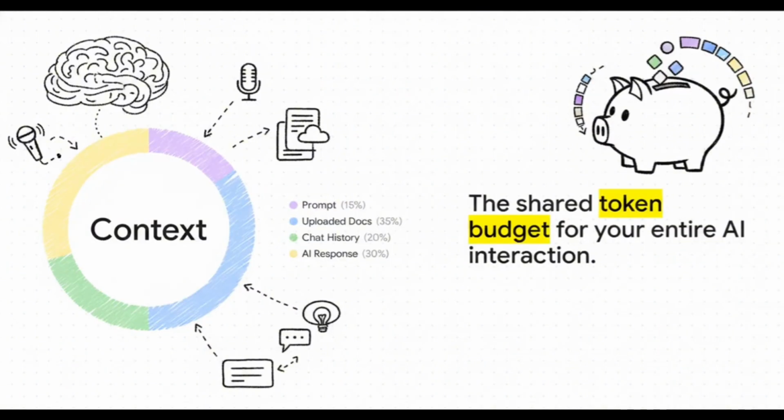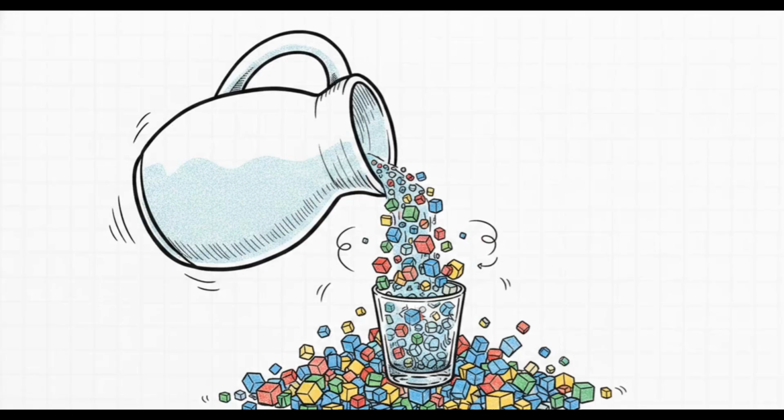Now, think of your context window as a strictly shared token budget for your entire interaction. Your initial prompt, any uploaded documents, your chat history, and the AI's response, they all have to squeeze into that one single pie. Every single AI model out there has a strict maximum number of tokens it can handle at once. If all those pieces we just talked about combine and exceed that limit, the model simply cannot process your request. It's literally like trying to pour a gallon of water into a pint glass.